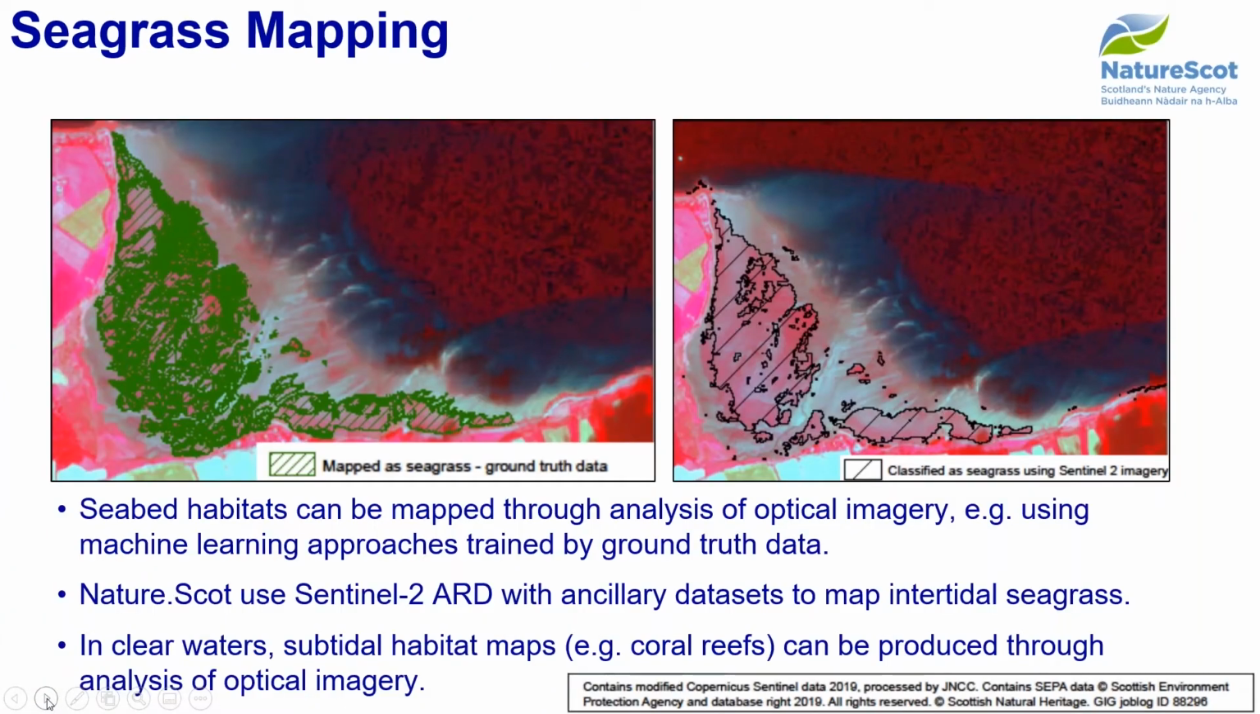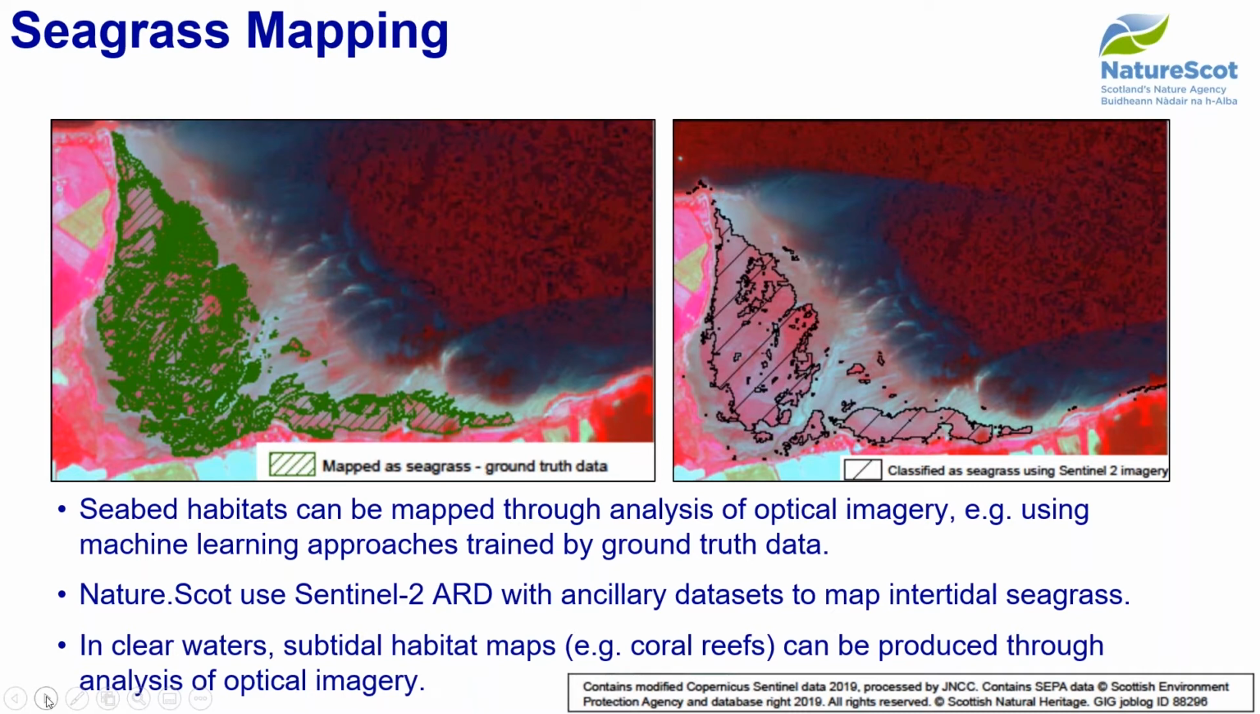In some cases, so that was about predictive mapping, so predicting what habitats are likely to be where, but you can use it to actually detect and map habitats from what you can see in the imagery, particularly in the intertidal zone or in shallow seas. So here's an example from Nature Scott of using optical imagery, in this case Sentinel-2, to map the distribution of intertidal seagrass. So this is when the tide is out. And they've used this with ancillary data sets. And as you can see, the ground truth data and the Sentinel-2 predictive map have got a pretty good correlation.